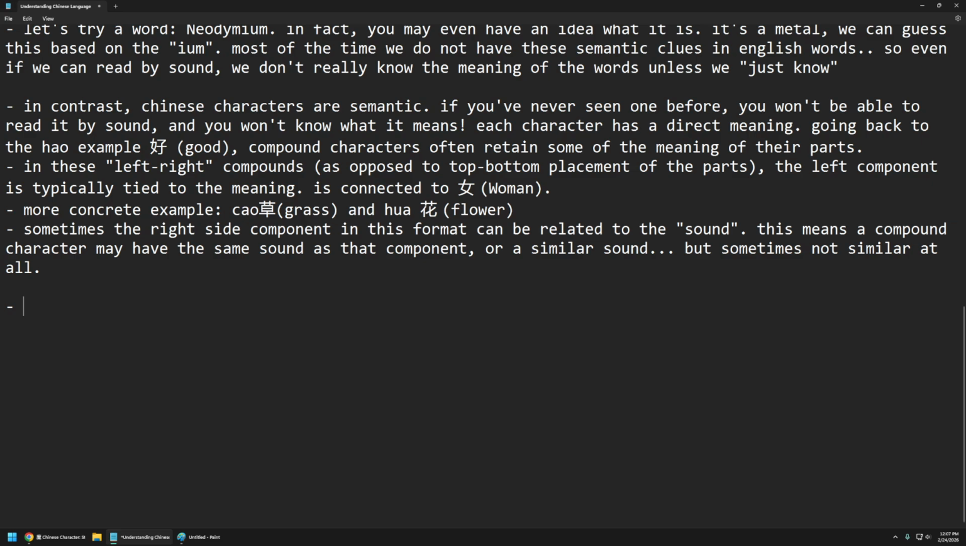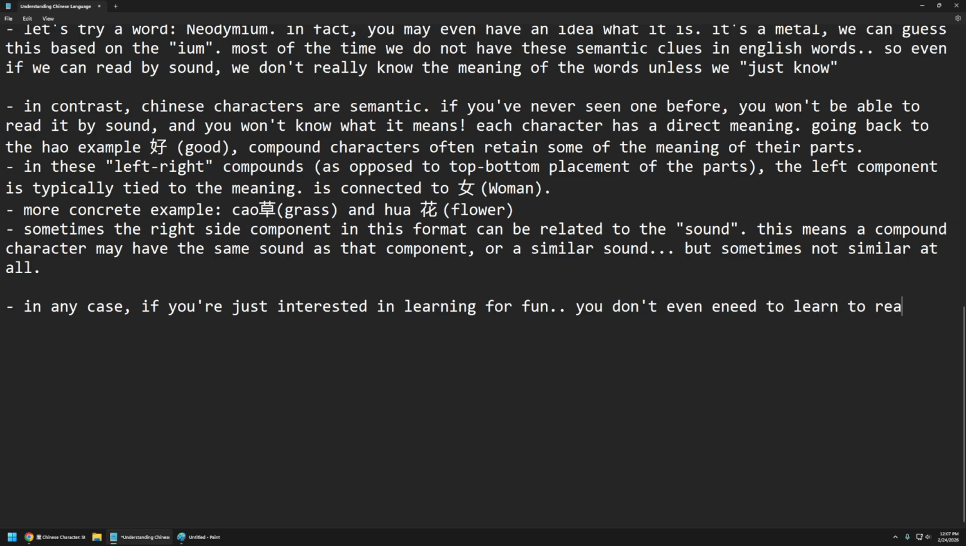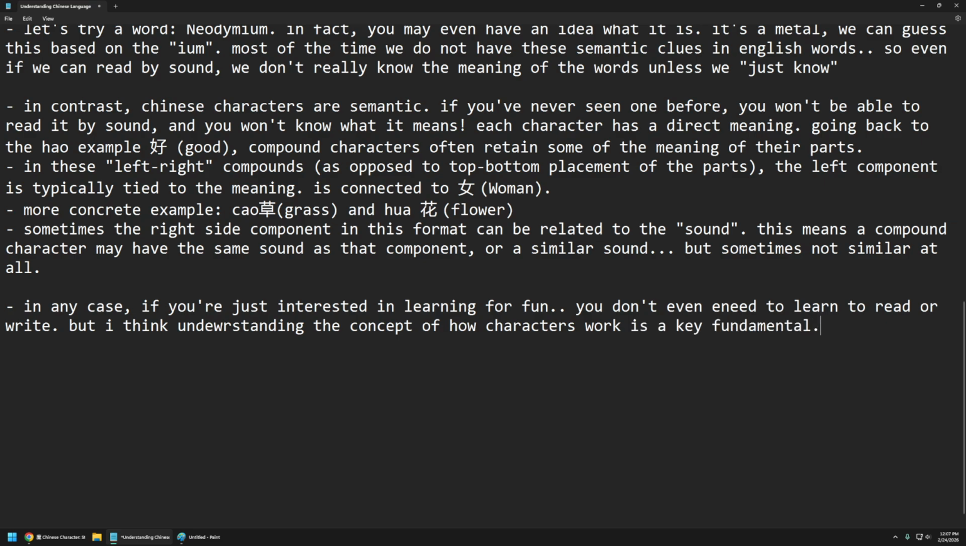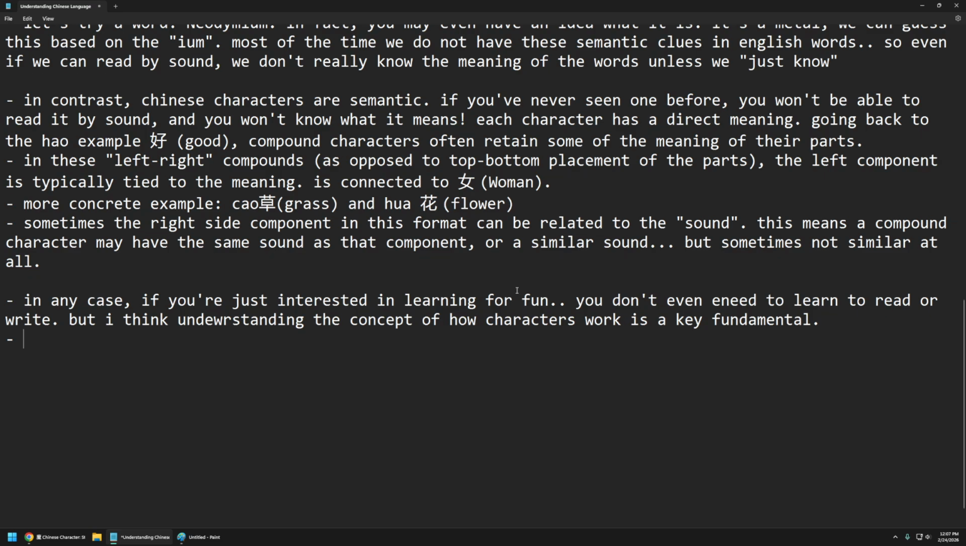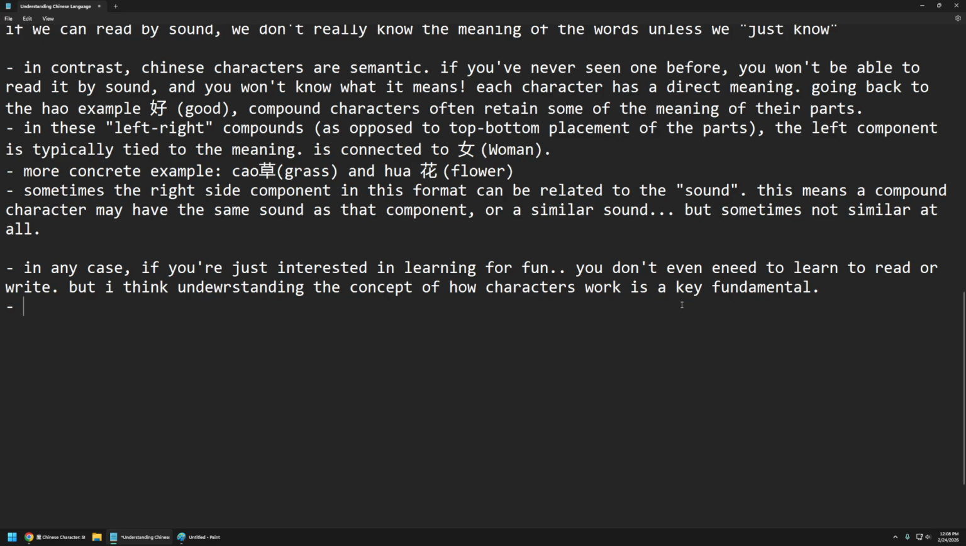So the general point is, as you get more familiar with parts of characters, it gets easier to read and understand them. In any case, if you're just interested in learning for fun, you don't even need to learn to read or write. But I think understanding the concept of how characters work is a key fundamental. This would help you to understand the language, even if you're not looking at reading or writing. We'll see why it's key to that in a little bit.